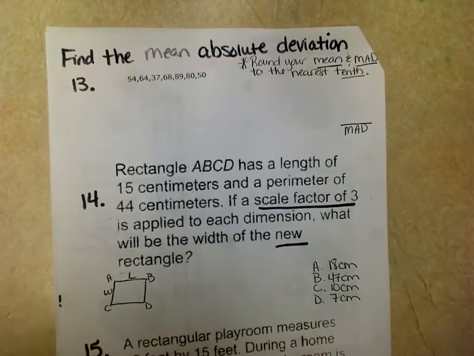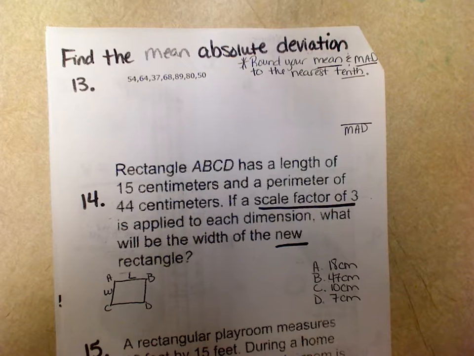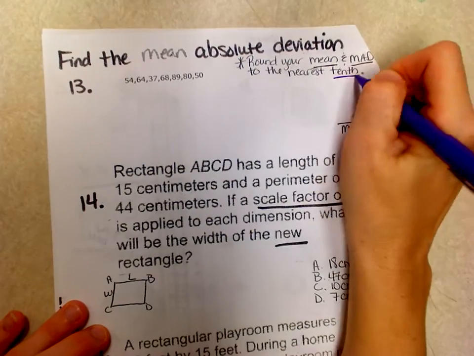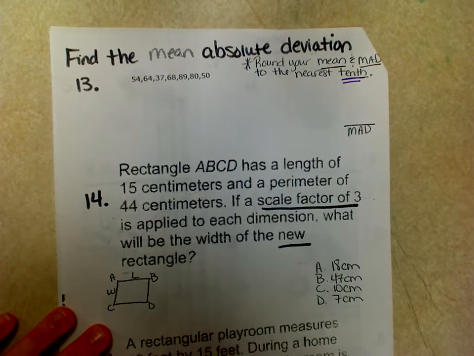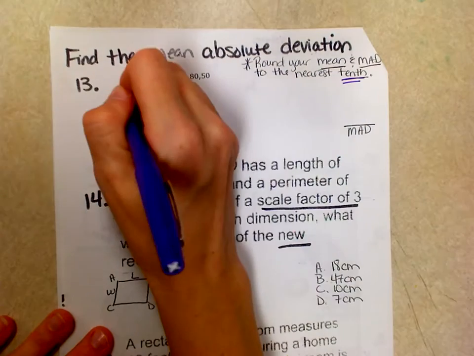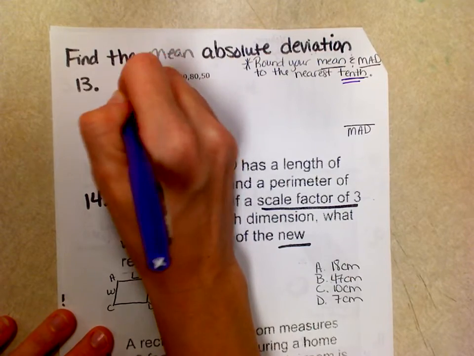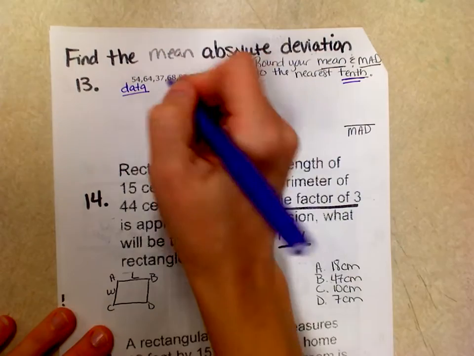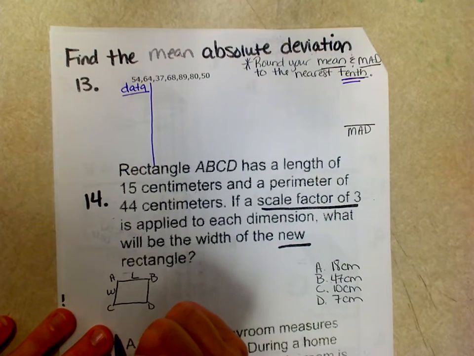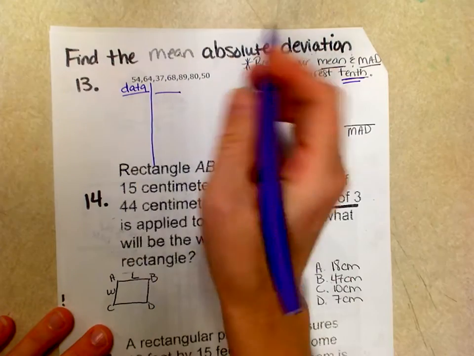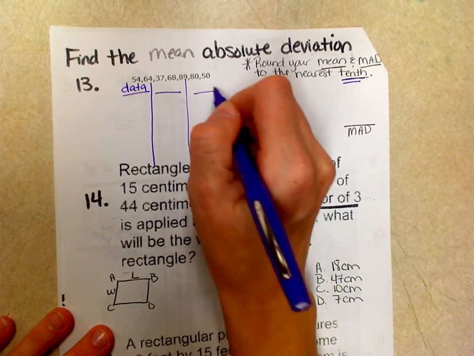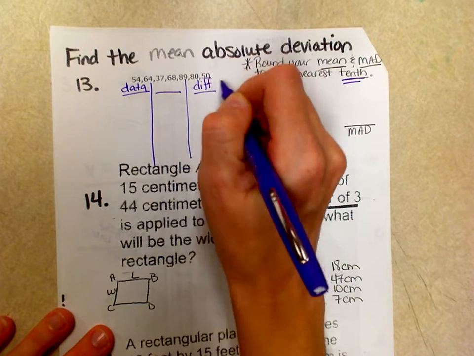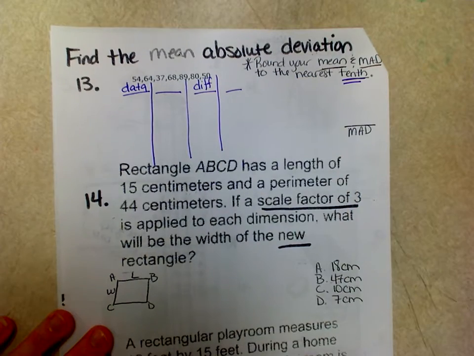Number 13, find the mean absolute deviation of the data set. Round your mean and your mean absolute deviation to the nearest tenth. So we want to round both times if we get a decimal. Your first step is to make a list of your data set and list it vertically because it'll help you. Next thing is to find that. Then you have to find the difference. Then keep going, and then you'll find your mean absolute deviation.